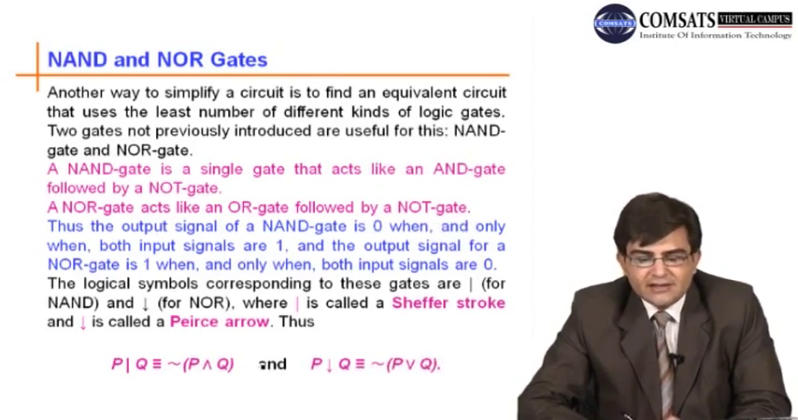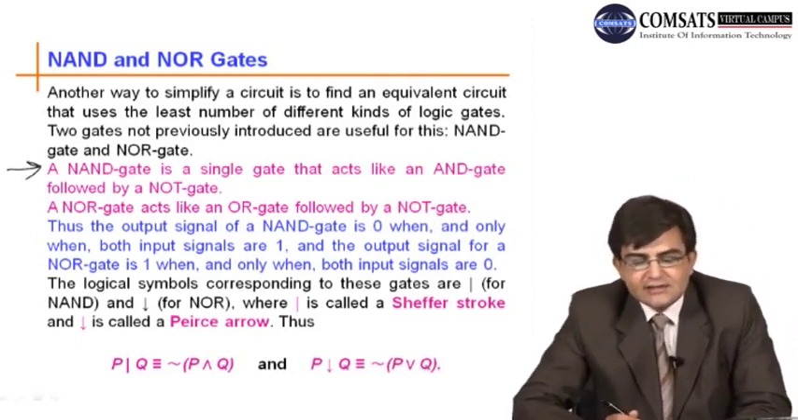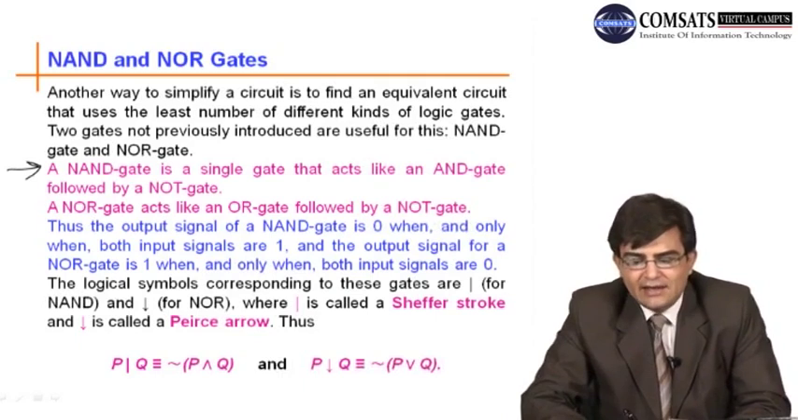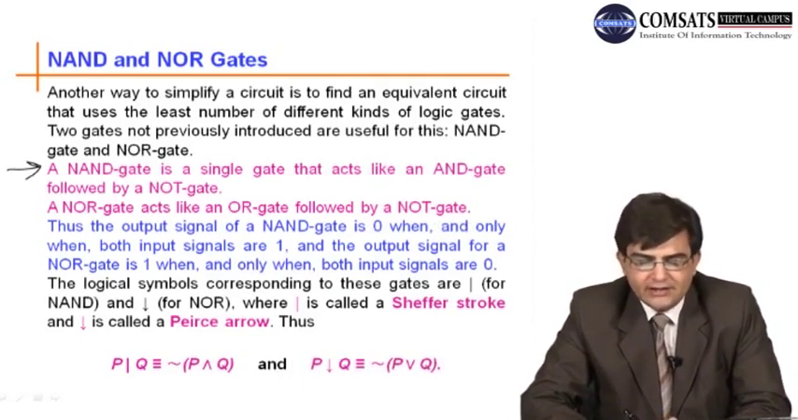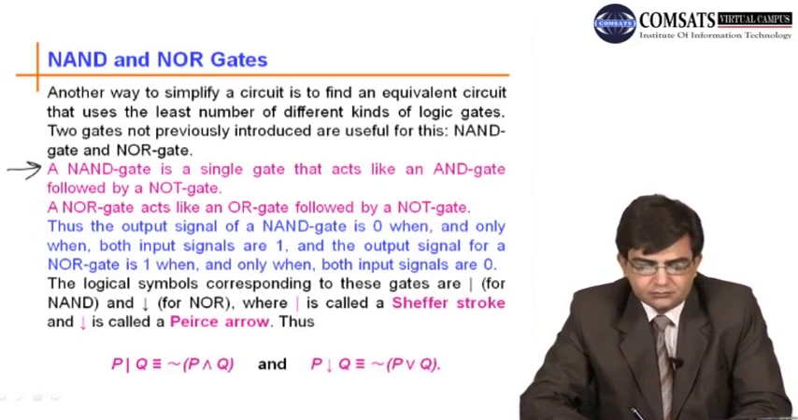Another way to simplify a circuit is to find an equivalent circuit that uses the least number of different kinds of logic gates. Two gates not previously introduced are useful for this. That is, these gates also help us to reduce complex and long Boolean expressions into simple Boolean expressions. First, a NAND gate is a single gate that acts like an AND gate followed by a NOT gate. That is, first we apply AND and then a NOT gate. It will give us a NAND gate.